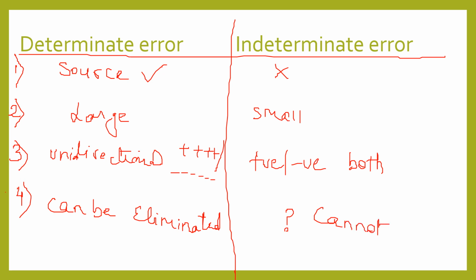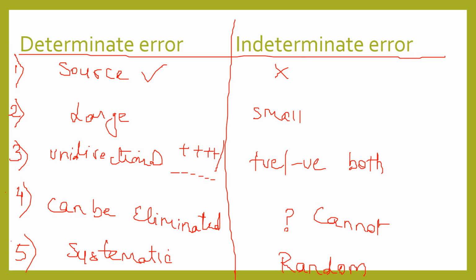If you know where the problem has happened, you can solve the problem. If you do not know where the problem is, you cannot solve it because you don't know the source. Okay, this is the fourth point. And the last, the fifth: determinate errors are also called systematic errors, and indeterminate errors are also called random errors. Again, a very important thing to remember.